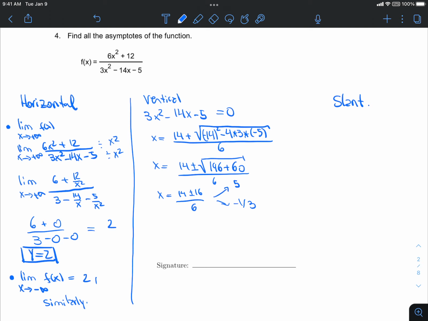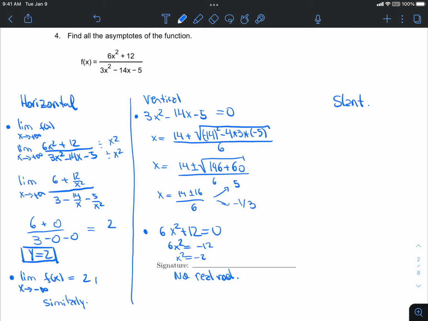So these are the two x's, and these are then the candidates as to whether or not these are vertical asymptotes. These are candidates. I don't know for sure until I've checked the top as well. So what are the roots of the top? So this is the first check. The roots of the top are 6x squared plus 12 equals 0. 6x squared equals minus 12. X squared equals minus 2. So there's no real root.